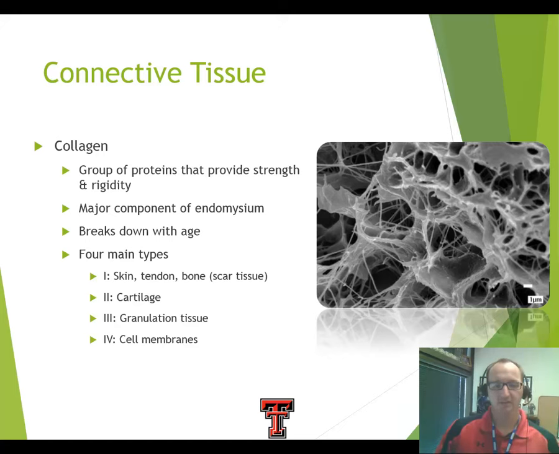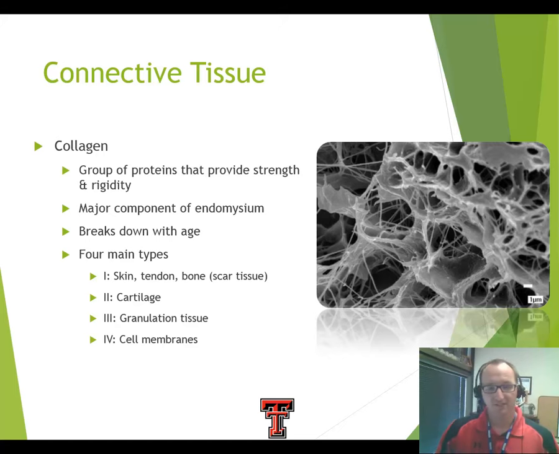Type 1 collagen is found in skin. It's also found in tendon, and can also be found in bone. Type 2 collagen forms cartilage. Type 3 is granulation tissue. That's what I was thinking about when I initially started talking about type 1.